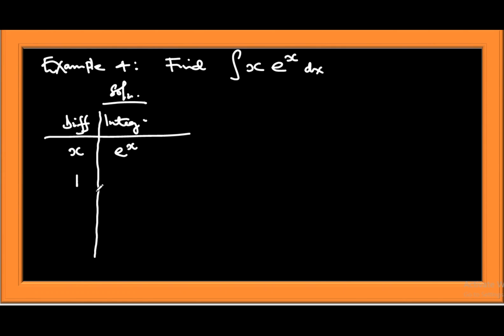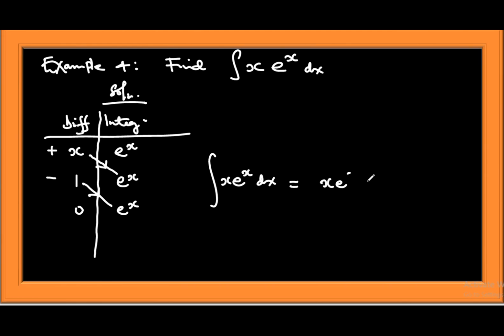Differentiate x, you get 1. Integrate exponential x, you get exponential x. Differentiate 1 with respect to x, you get 0. Integrate exponential x with respect to x, you get exponential x. So we have our diagonals drawn in this format. So positive, negative. So we go on and then write the result. The integral of x exponential x with respect to x is actually going to be as simple as x exponential x and then minus exponential x plus a constant of integration.